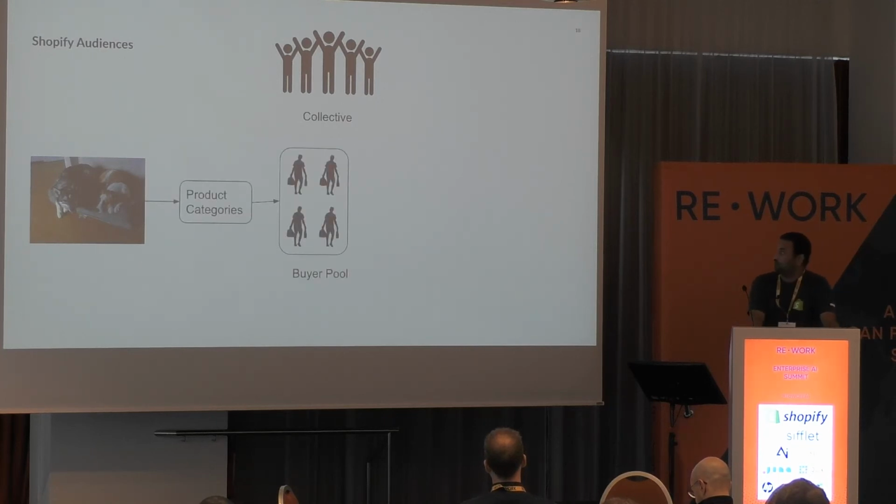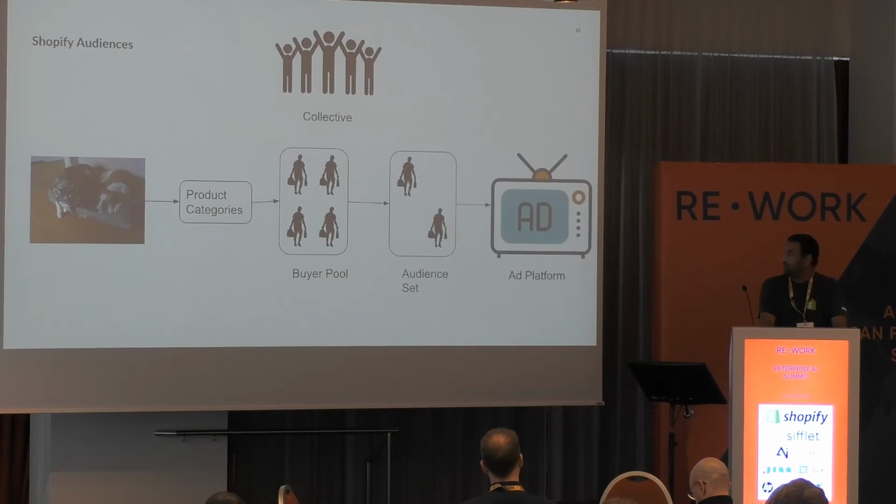And so now what we do is we look at that collective and we look at the buyer pool. The buyer pool is all of the customers who ever purchased something from all of the merchants in that collective. And we know all of those buyer histories. So we know what everybody has bought, what categories they've bought. And so now we have a machine learning model that comes up with an audience set. This model is literally going to say something along the lines of, hey, you want to sell a dog bed.